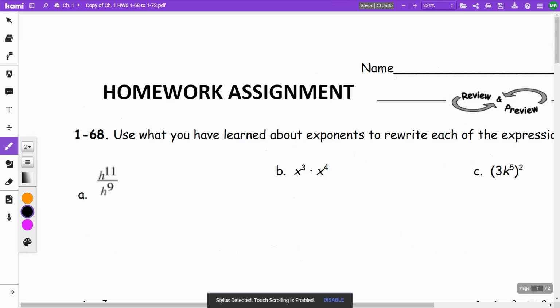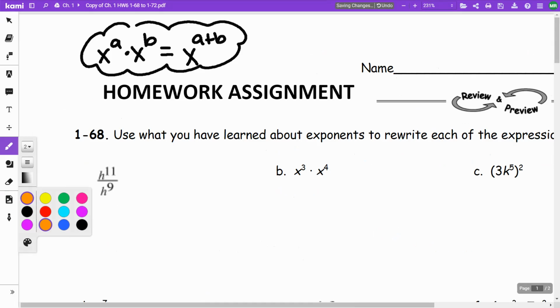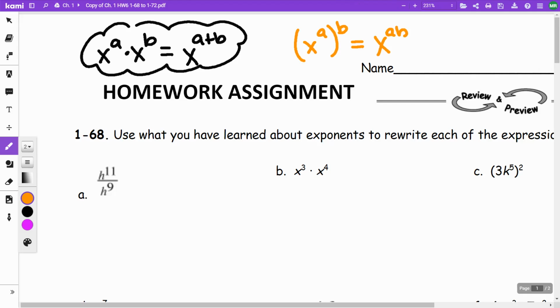Just a little reminder, if I have x to the a times x to the b, I would add the exponents and I get x to the a plus b. Notice again, same base. If I had x to the a raised to the power b, power to power I multiply and I get x to the a times b.